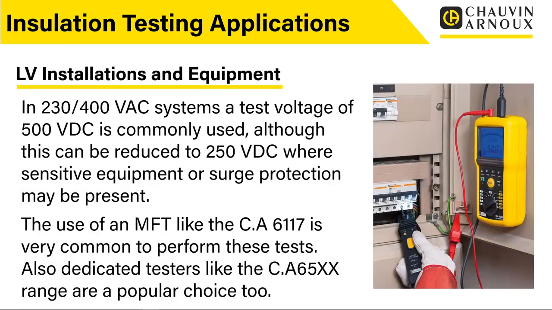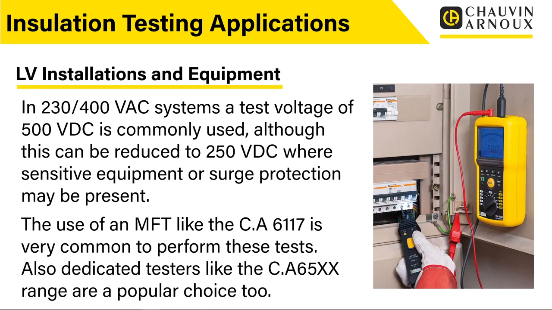The next application we're going to look at is low voltage installations and equipment. When we say low voltage installations and equipment, we're talking about the normal wiring systems you're going to come across on a daily basis in domestic, commercial and industrial situations. In 230 or 400 volts AC systems, a test voltage of 500 volts DC is commonly used, although this can be reduced to 250 volts DC where sensitive equipment or surge protection may be present.